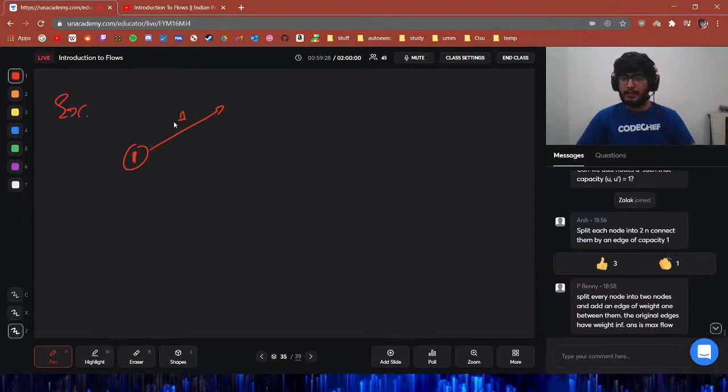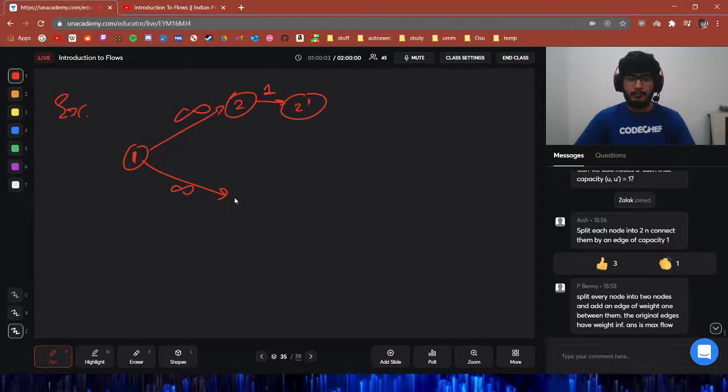It doesn't really change the question. You can think that even if I have the capacity as 1, it doesn't really change the question. But I'm just going to have it infinity for the sake of our question. Infinity in programming basically just means a really large number. You can just type it as 1e9 or 1e18. Then in 2, I'm going to link it with another node called 2 prime. I'm going to create two nodes from the initial node that I had, and I'm going to connect them with an edge of capacity 1.